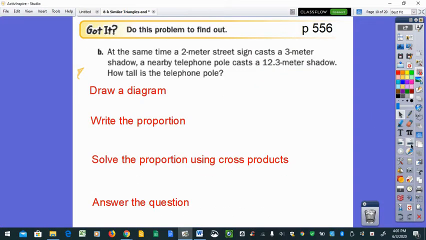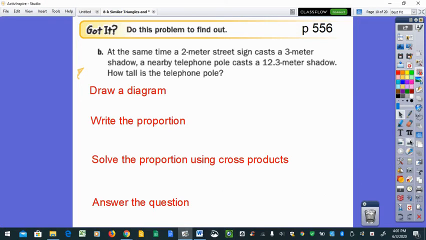Okay, so here's a chance for you to do one. At the same time, a 2-meter street sign casts a 3-meter shadow. So the sign is 2 meters, the shadow is 3. A nearby telephone pole casts a 12.3 shadow, and you want to know how tall the telephone pole is. I would draw a little diagram, I'd write my proportion, and I would solve it using the cross products. Please pause the video, write this out, and turn it on again when you're ready to check your answers.